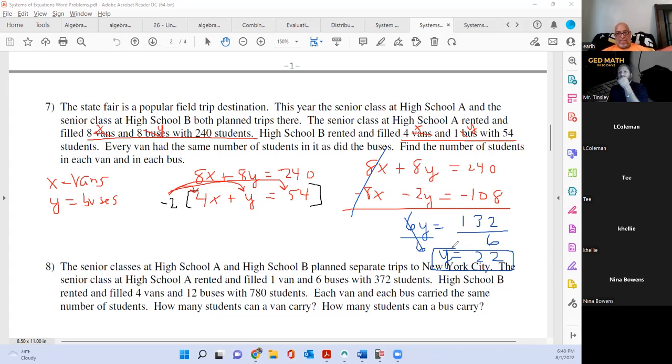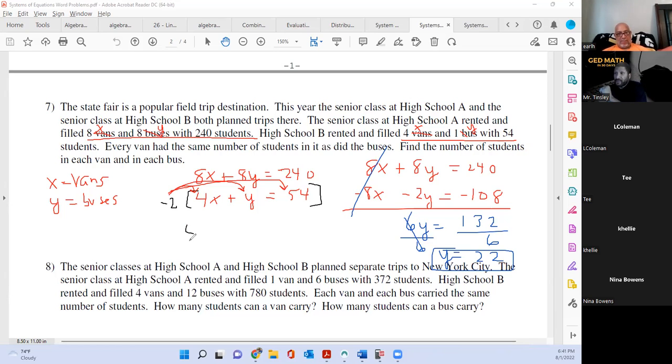How do we get x? Plug in the y everywhere you see y. So which equation do we want to plug into? Do we want to use the first one or the second one? It doesn't make a difference. Now, I'm looking at this: 8x plus 8y equal 240, or 4x plus y equal 54. Which one sounds like the better equation to plug my y equal 22 in? 4x plus y equal 54. Right, that sounds much better. You don't gotta do a whole lot of work.